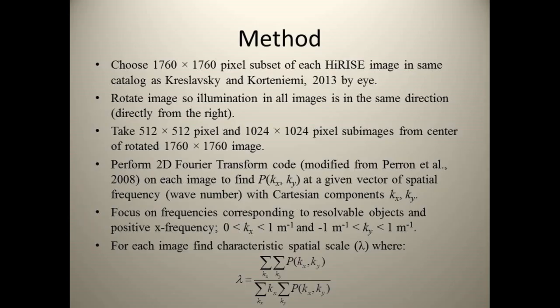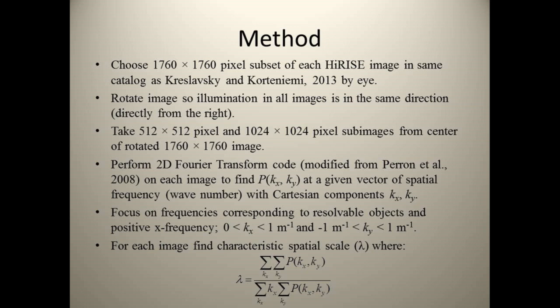And so what I do is that I first look at actual images of pattern ground and find a 1760 by 1760 pixel subset of each HiRISE image. And I used the exact same images as those used in the previous survey from Kreslavsky and Korteniemi, which I showed a few slides ago. I take this 1760 by 1760 pixel subset. That way, I can rotate all of the images so that they all have the illumination directly from the right. And then I can take different sized subsets of this larger image.